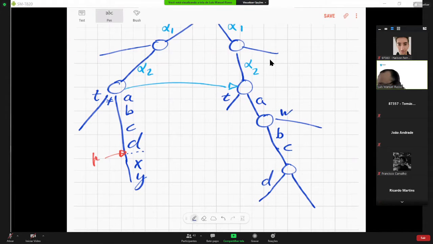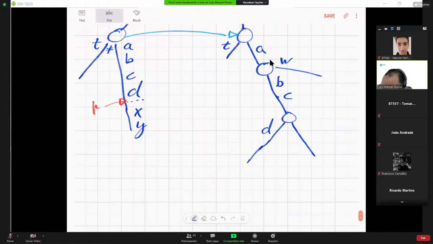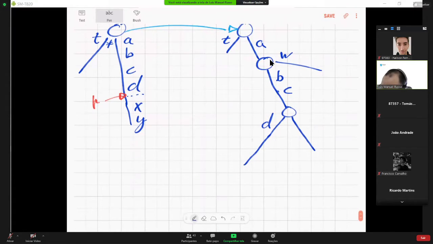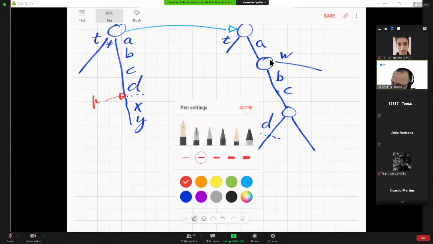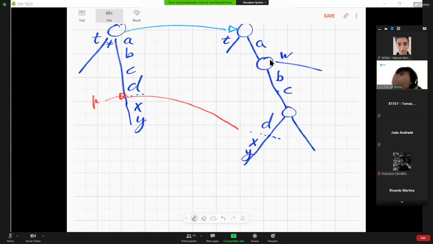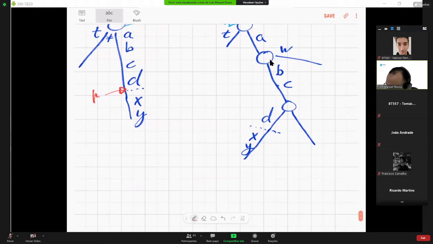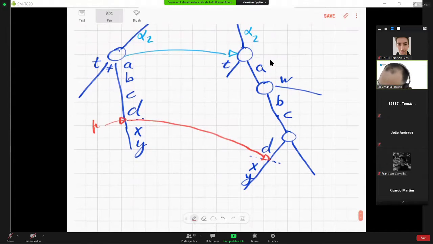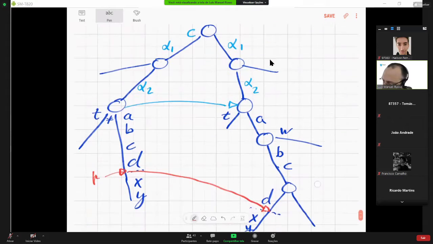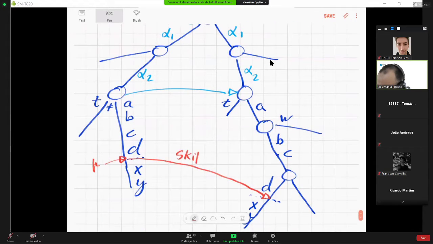So the goal is to go where? If I have my D, I really don't care about the stuff that's below. There could be an X and a Y. My goal is to go from here to there. So this would be a suffix jump, or basically it would be the skip count trick.